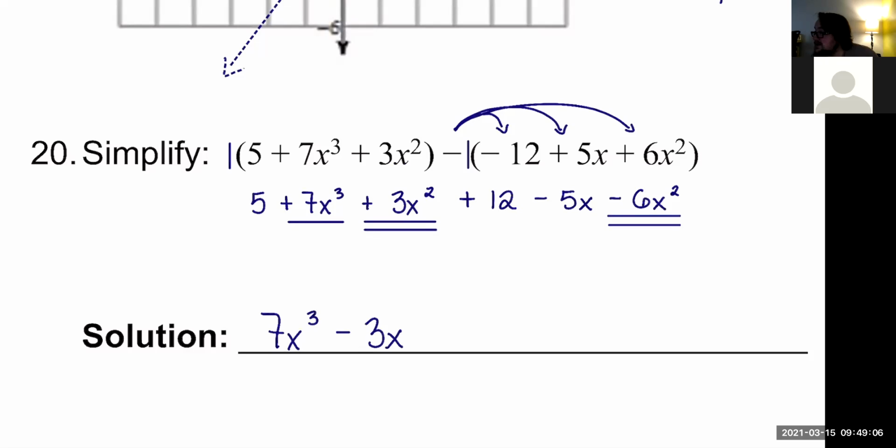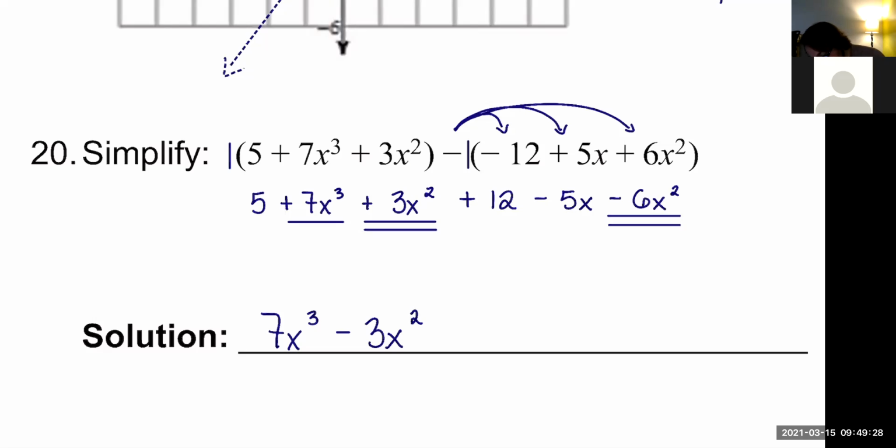Do I change the exponents? No. Anytime you're combining like terms, don't touch the exponents. The only time exponents change is when we're dealing with multiplication and division. Like terms is just addition and subtraction.